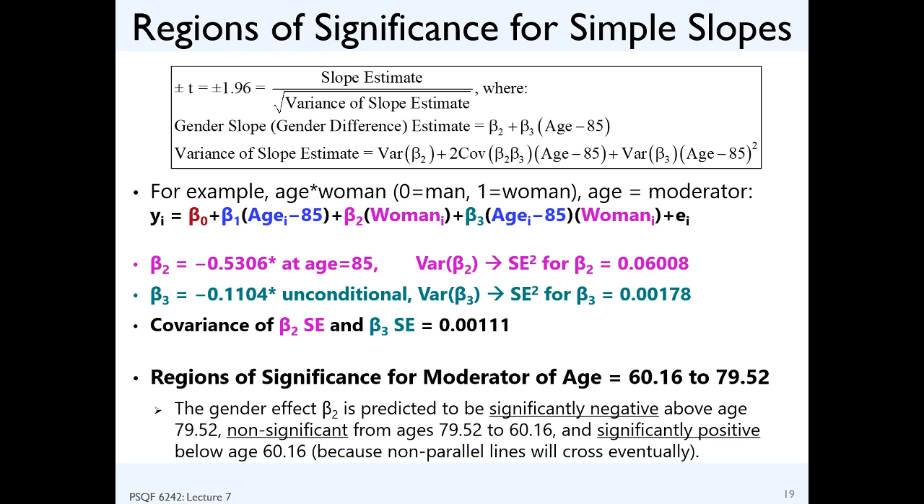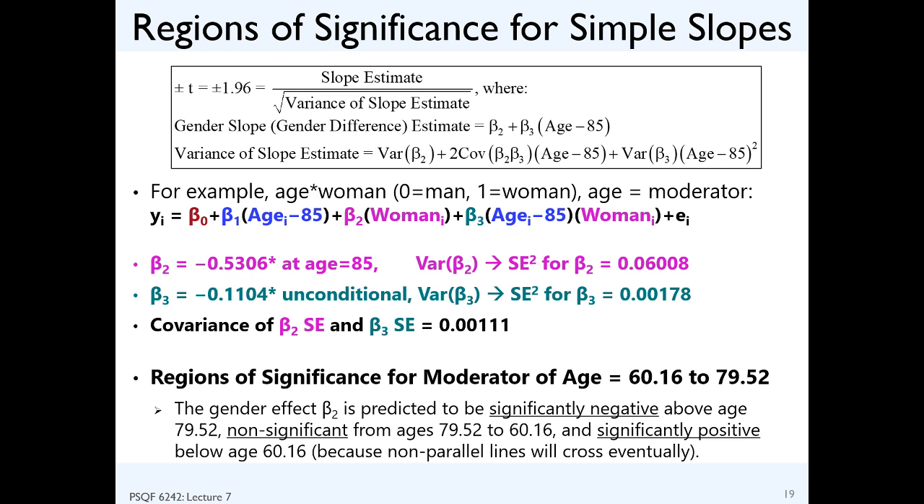So beta 2 is my gender difference. So women do worse by half a point if age is 85. The interaction term between age and gender is minus 0.1. So what is that interaction term doing to my negative effect of gender? It's making it more negative. As age increases, this gender difference becomes more negative by 0.11 per unit age, per year of age in this case.